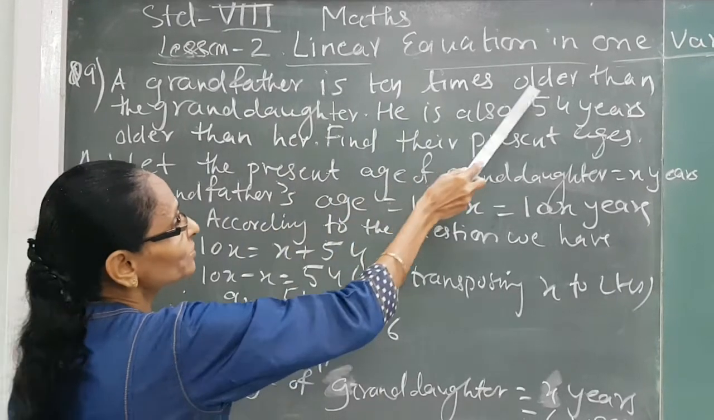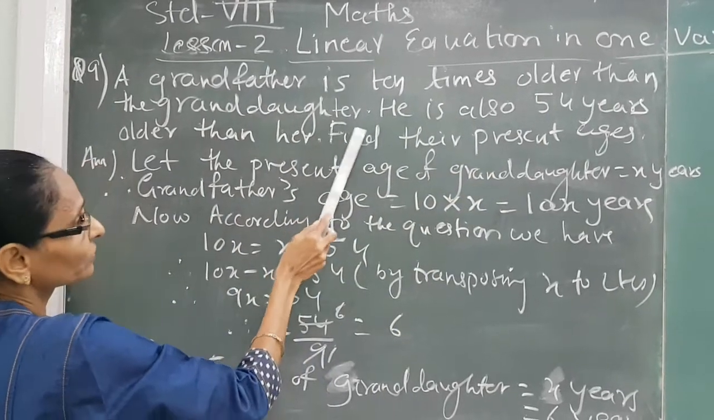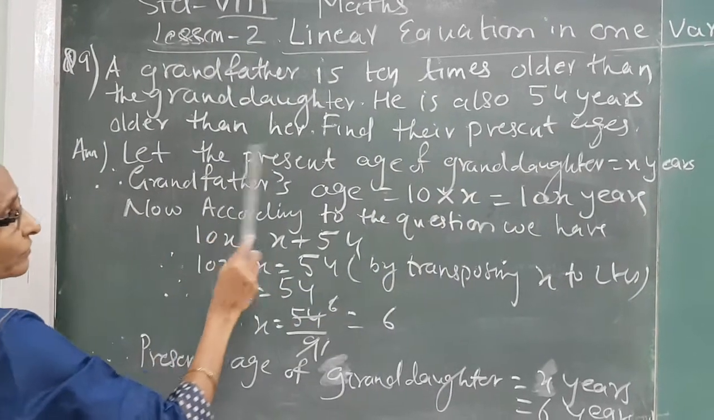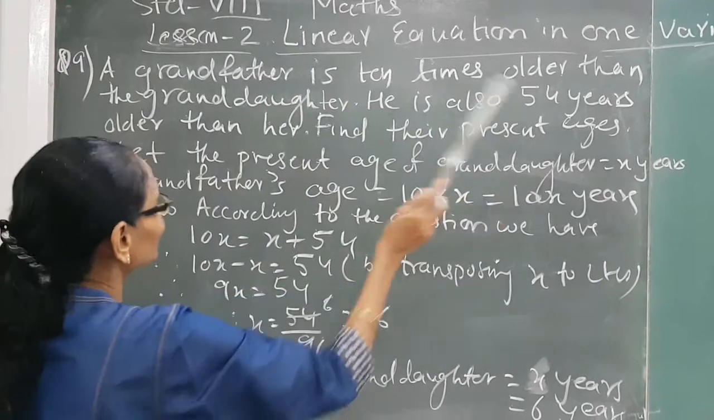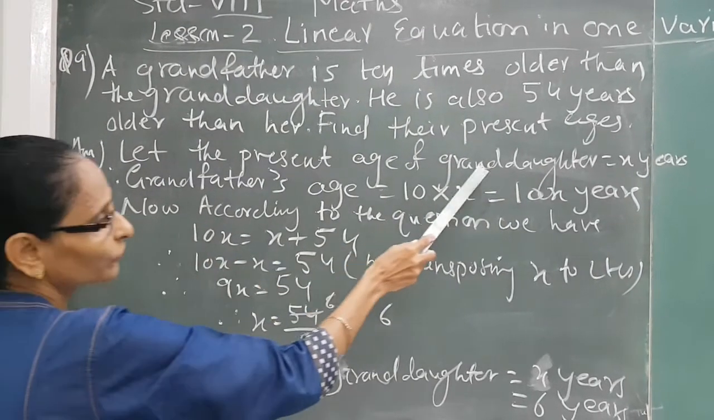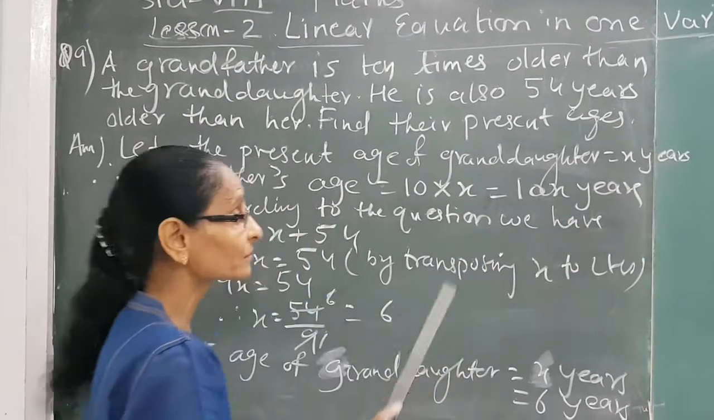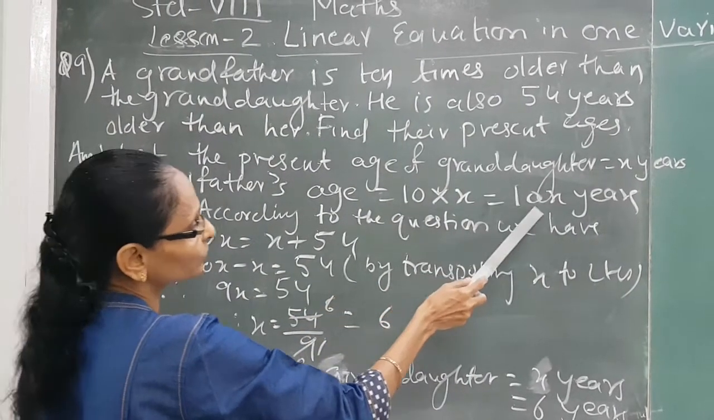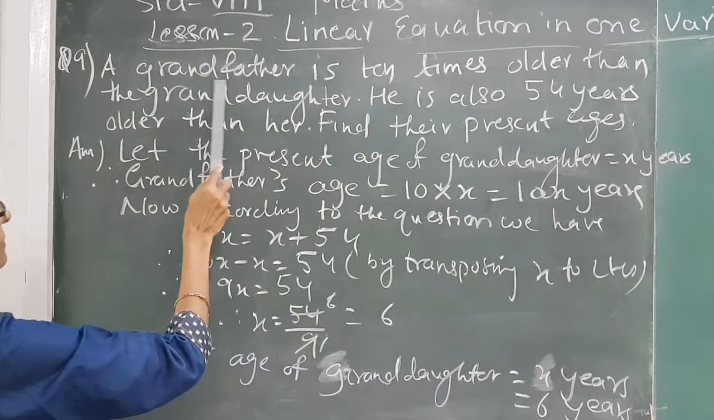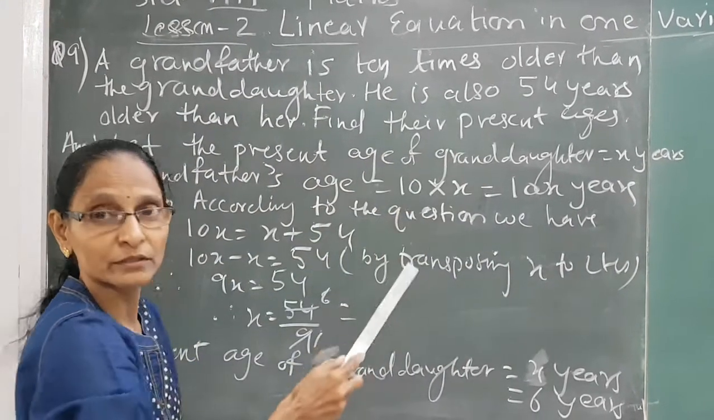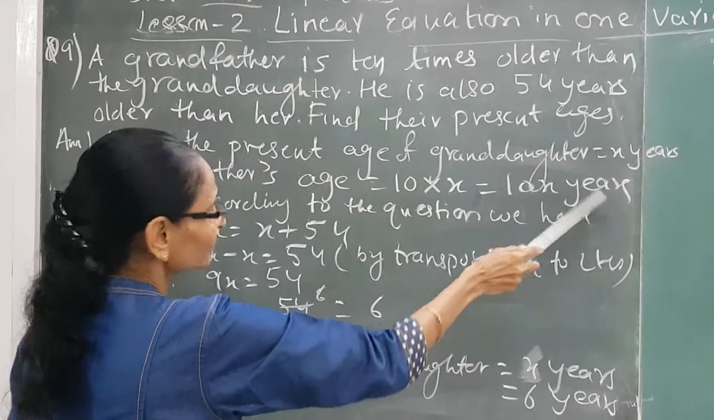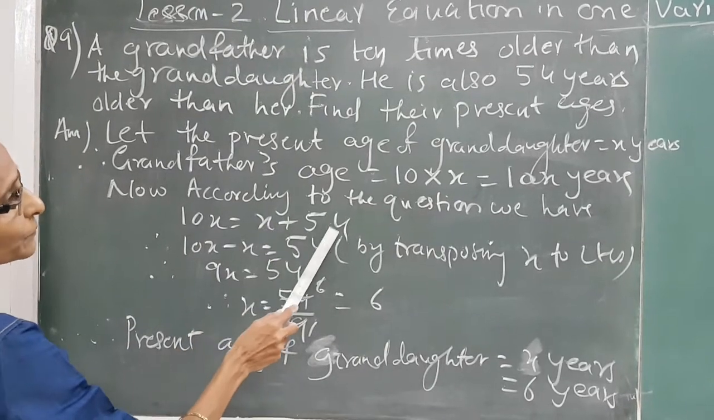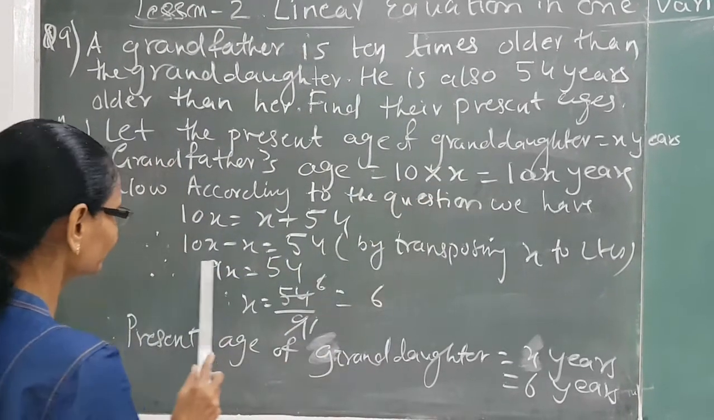Grandfather is 10 times older than the granddaughter. He is also 54 years older than her. Find their present ages. Let the present age of the granddaughter be x years and the grandfather's age be 10 into x, that is 10x years, because it is given the grandfather is 10 times older. Now according to the question we have 10x is equal to x plus 54.